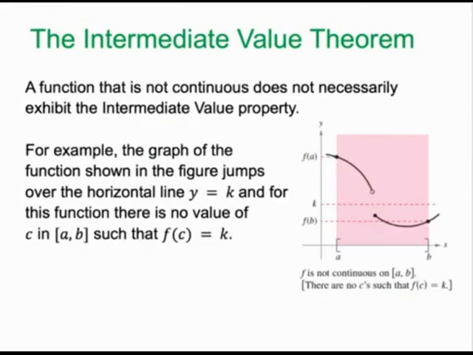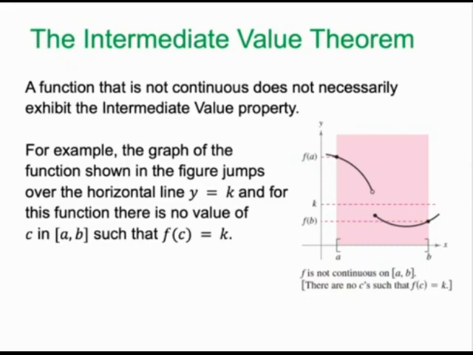Something else that needs to be stressed is that the intermediate value theorem requires that the function must be continuous. And we can look at this graph here to understand why. So notice we have a closed interval [A, B]. Then if you look on the y-axis between f of A and f of B, notice that we have k. But because the function's not continuous, there is no function value at k on the graph.